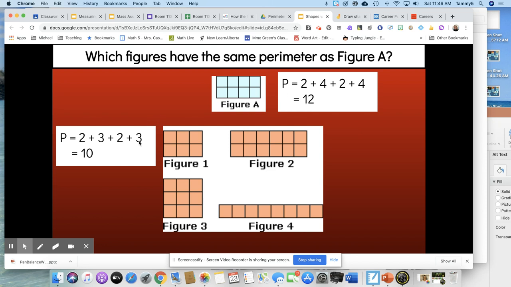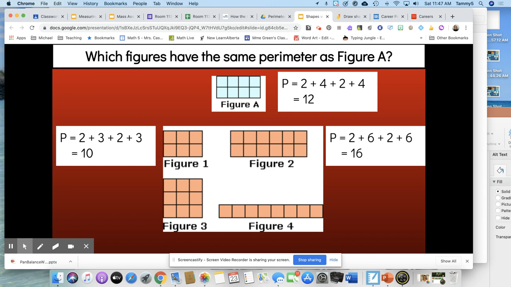In figure 1, we have a width of 2 and a length of 3. So the perimeter is 2 plus 3 plus 2 plus 3, which is 10 units. So far, figure 1 does not match the perimeter of figure A. Let's move on. Figure 2 has a width of 2 and a length of 6 units. So the perimeter is 2 plus 6 plus 2 plus 6, which is equal to 16 units. Still not the same perimeter as figure A.